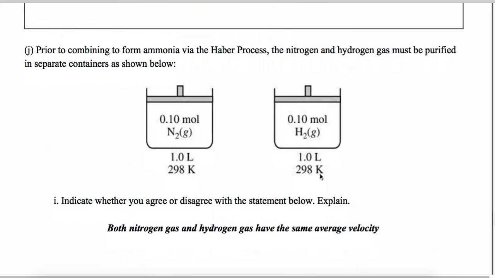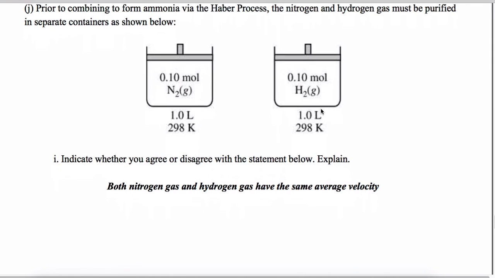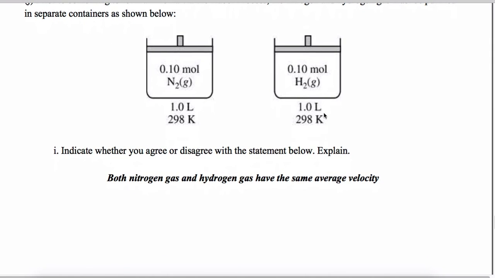Okay, so now prior to combining to form ammonia via the Haber process, nitrogen and hydrogen gas must be purified in separate containers as shown below. So indicate whether you agree or disagree with the below statement: both nitrogen and hydrogen gas have the same velocity. So I'm going to disagree.